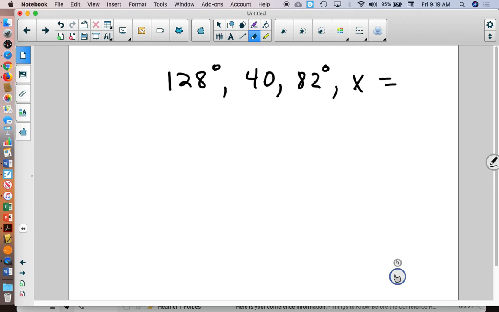Caitlin, 110 degrees? Because we know that all of that has to equal 360. When you add it all together, subtract it from 360, you get 110. Easy. Okay? We're good there.